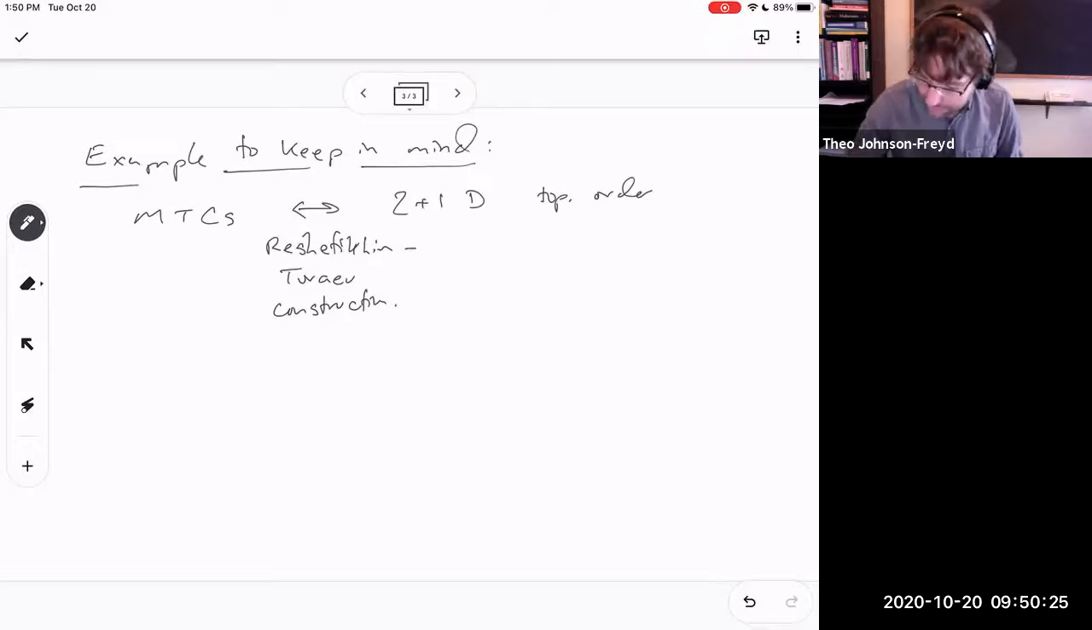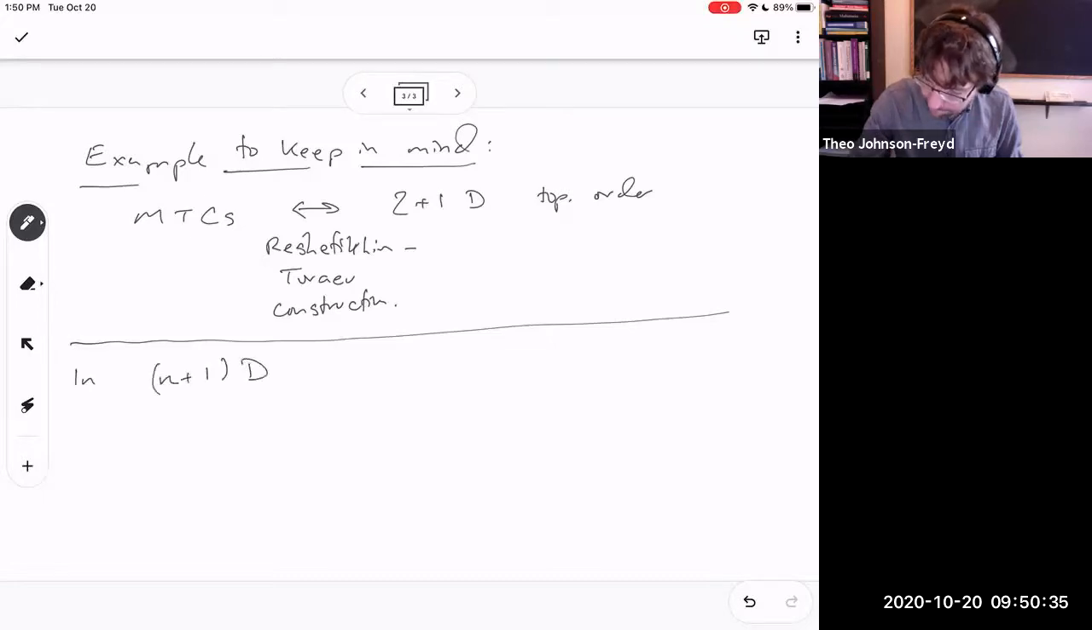So what I was going to try to say is that in a topological order in n+1 dimensions, what you have, or at least you might have, are n-dimensional extended operators. You have extended operators. You have operators of various dimensions.